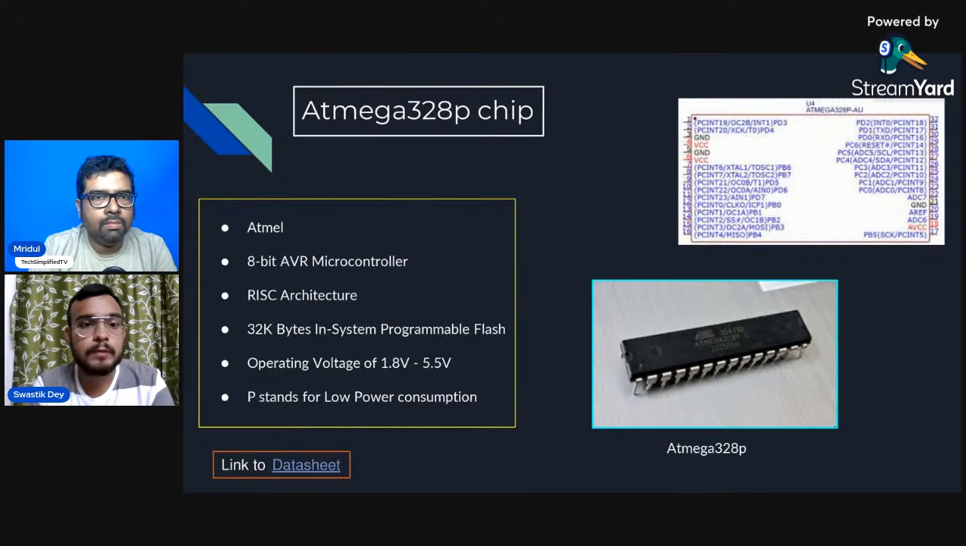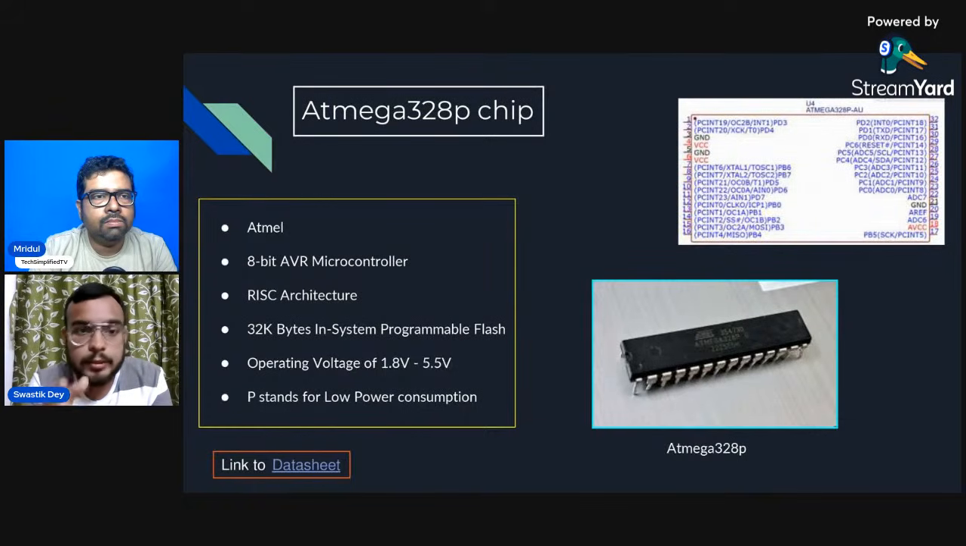The first one that we will see is the Atmega 328P chip. This chip is developed by Atmel, and this is an 8-bit AVR microcontroller. This 8-bit basically means that the data bus of this particular microcontroller is 8-bit in nature. We can see the picture of an Atmega 328P on the right hand side, and on top we can see the same picture representation of the Atmega 328P in the software version.